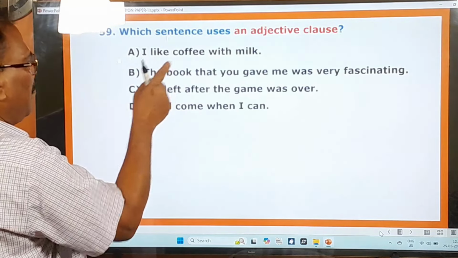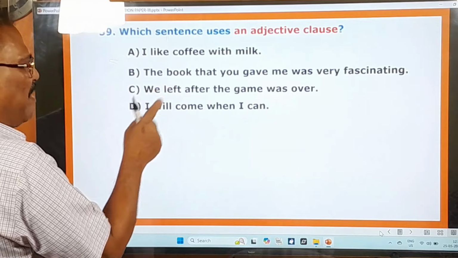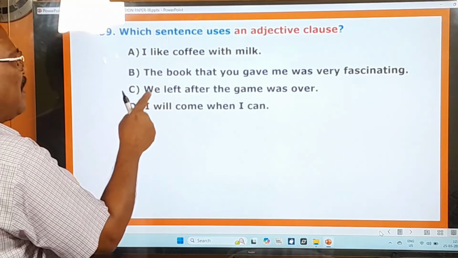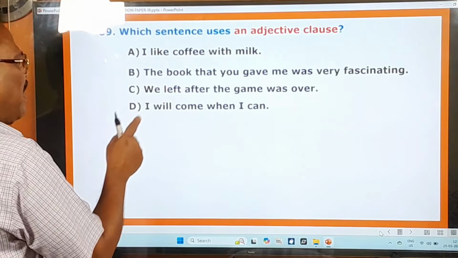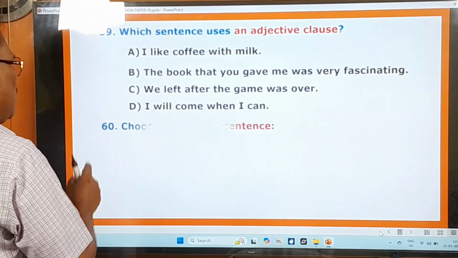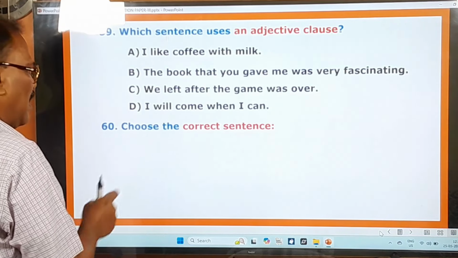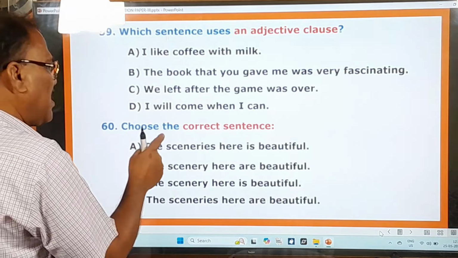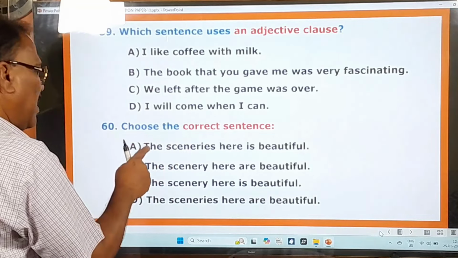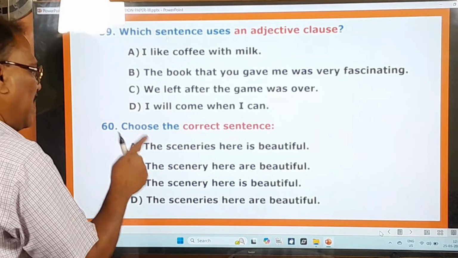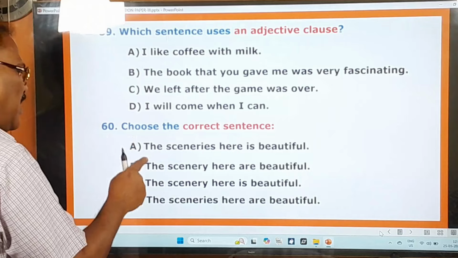I like a coffee with milk. The book that you gave me was very fascinating. We left after the game was over. I'll come when I can. 60th question, choose the correct sentence. The sceneries here is beautiful. The scenery here are beautiful. The scenery here is beautiful. The sceneries here are beautiful.